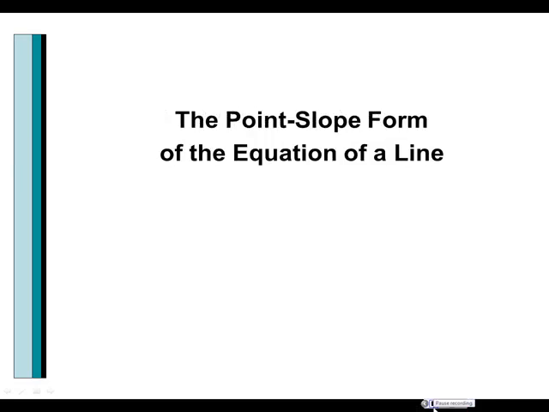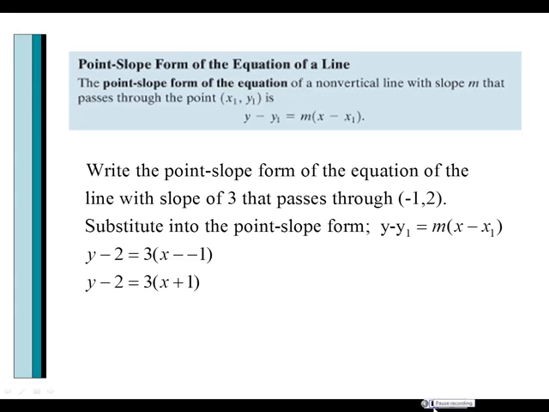Now the point slope form of the equation of a line. Remember that using the slope, you can also find the equation of a non-vertical line. The reason you cannot do it for a vertical line is because in the case of a vertical line, the slope is undefined.